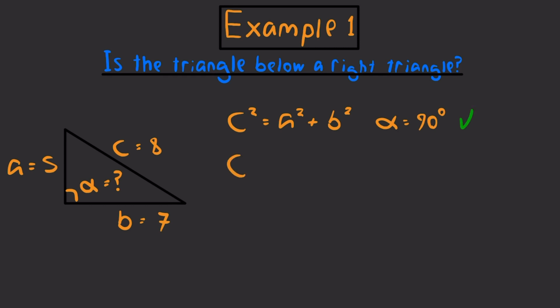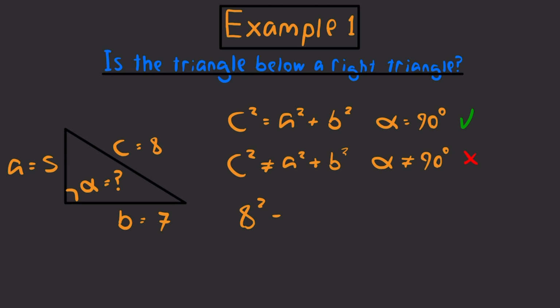But if the Pythagoras equation is not satisfied, we do not have a right triangle and the corner theta does not equal 90 degrees. So to find it out we have to plug the numbers into the equation. We have 8 squared equals 5 squared plus 7 squared. 8 squared equals 64, 5 squared equals 25, and 7 squared equals 49. And that adds up to 64 equals 74.